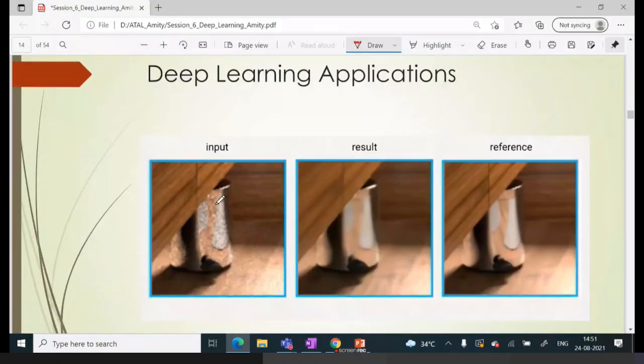One more application: again, there is some noise here. The image is not properly visible in this particular region. Then what will the system do? It will check its database. Let's say this is the reference image which will be identified by the system automatically as the nearest image for this particular input, and it will automatically correct it like this.